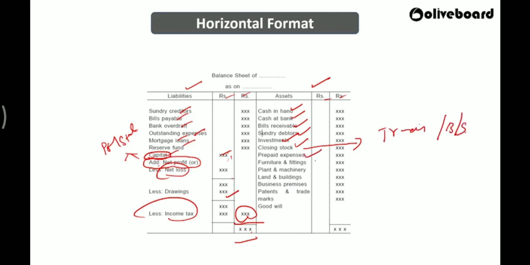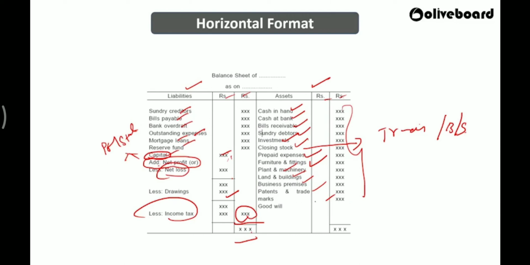Next, prepaid expenses, furniture and fittings, plant and machinery, land and buildings, business premises, patents, goodwill. All these things are what? Assets of an organization. We have studied all these things under various terms and definitions in our previous video. Very basic concepts of accounting itself, we have studied all these things.